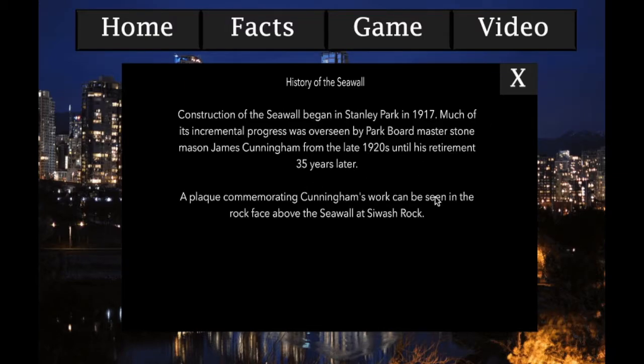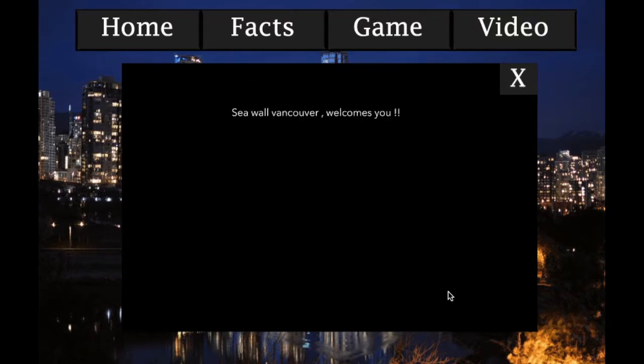So the first part is basically we can see 4 buttons on the top: home, facts, game, video, and this is the home page. By clicking the facts, it takes you to a brief description of what Seawall is all about, the text descriptions. Then there's an X close button on the right top, so you can close it and go back to the same page.